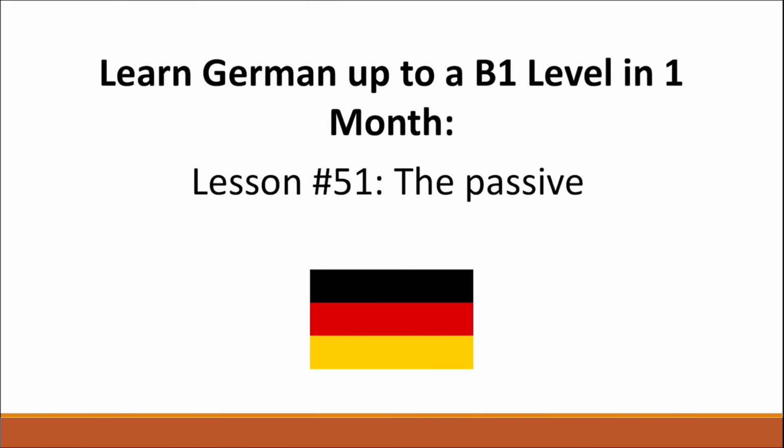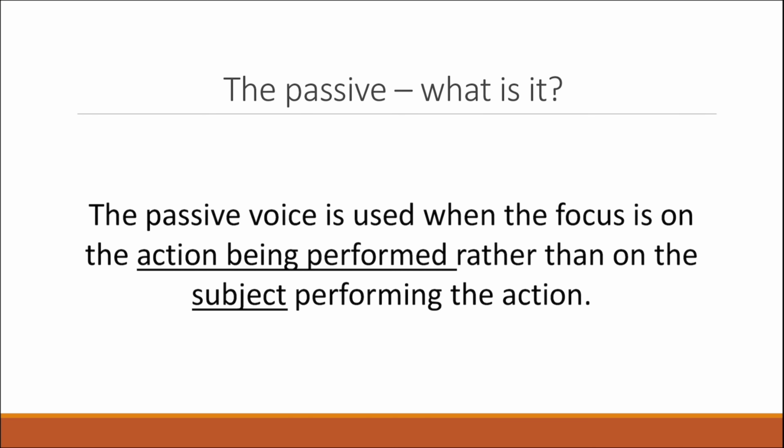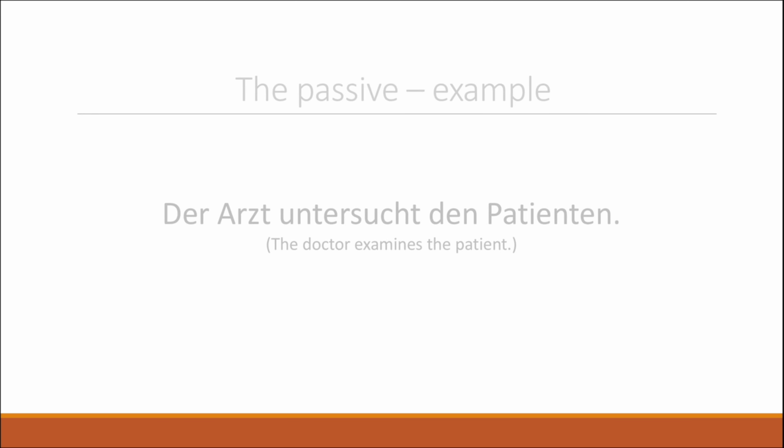Today it's lesson 51 in our season How to Learn German up to B1 level in 1 month. And today we're going to talk about the passive. Now, what is the passive tense? Well, the passive voice is used when the focus is on the action being performed rather than on the subject performing the action. How does this work?